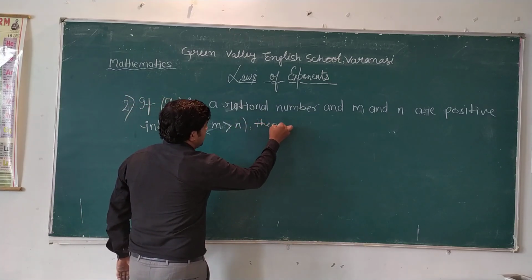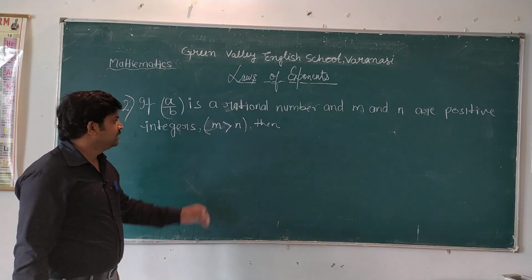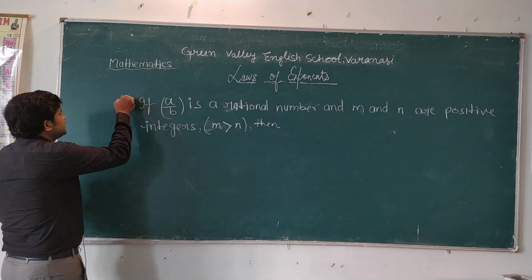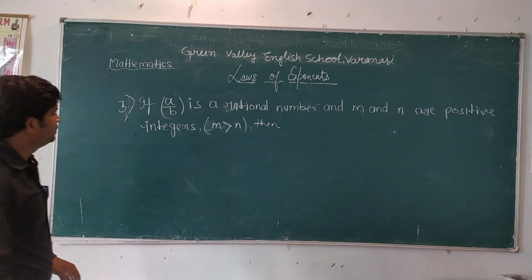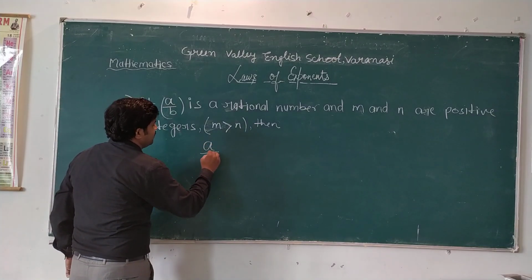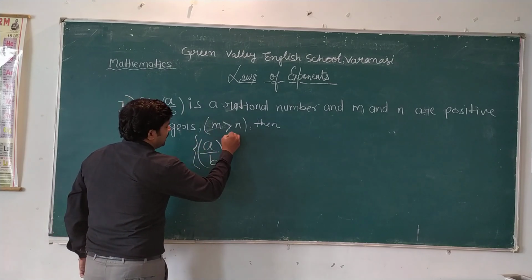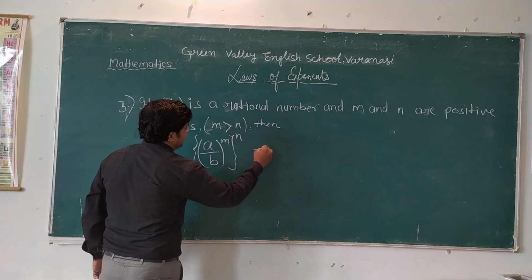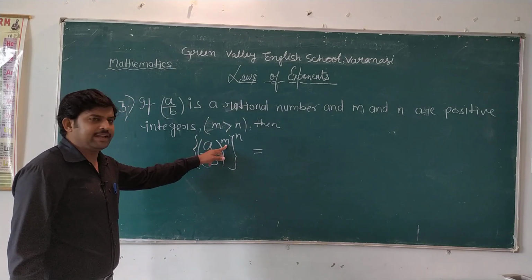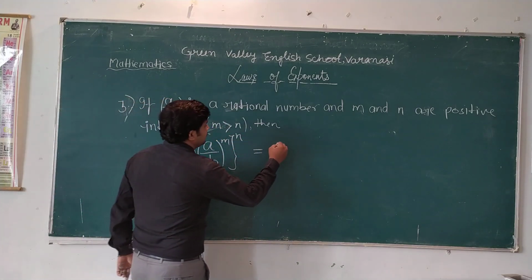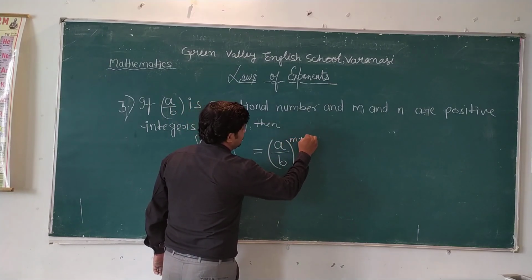Then, when n is greater than m, the condition will change. That's why here we will see the third one: (a upon b) whole to the power m, whole to the power n is equal to what? When we write (a upon b) to the power m whole to the power n, we can write (a upon b) to the power m into n.